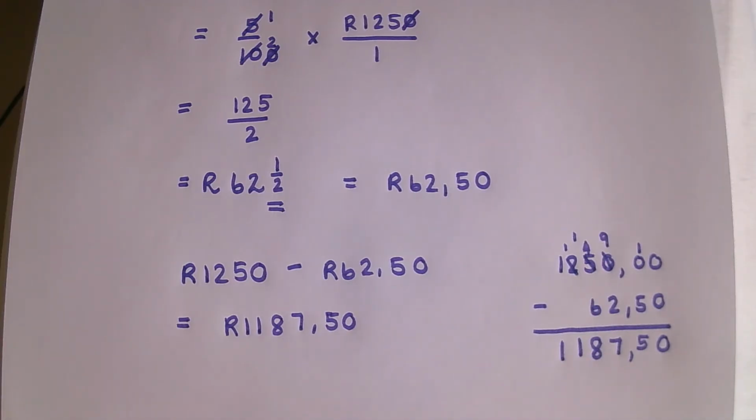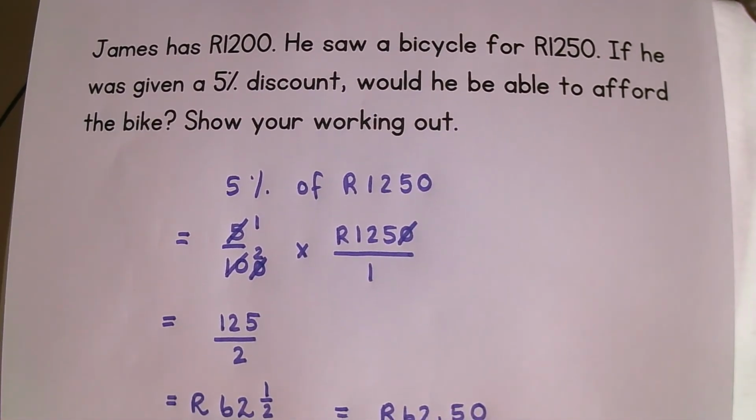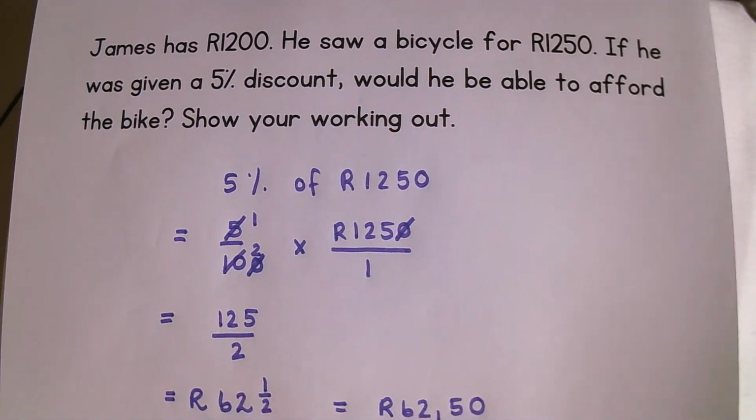So yes, he would be able to afford the bike because the bike will now cost 1,187.50 with his 5% discount, and he would actually even get some change as well. So that's quite a nice little question as well. Now there was one question that I haven't written down. I'm going to just show you quickly. It's just going to be handwritten, so I hope you don't mind.